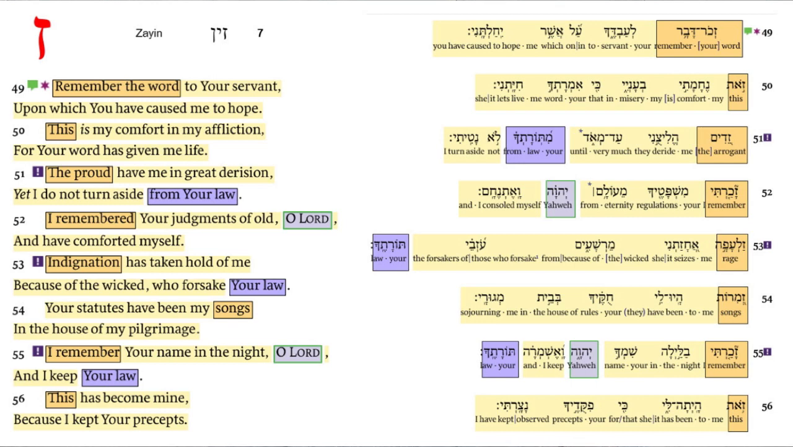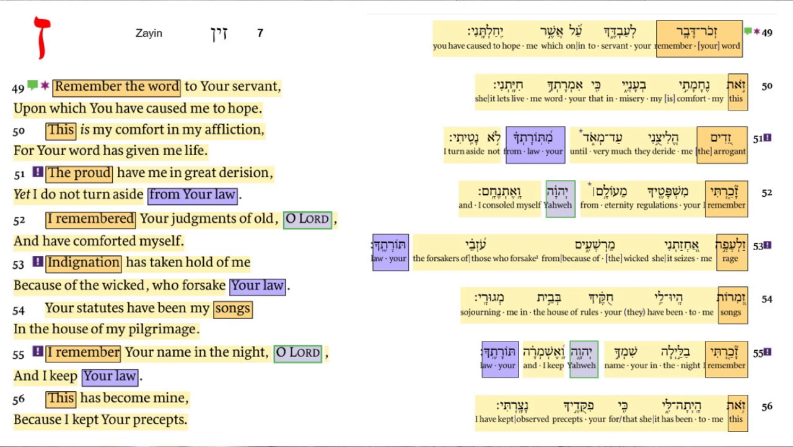He says, I remember your name in the night, O Lord. And that's like at times when it's not convenient, even when he wakes in the middle of the night, or if he's up at that particular time, still at that point, his mind is dominated by the word, because he says, and I keep your law. So even at times that are inopportune, as most people would think, if he's awake, he's considering the things that God has promised, and he dwells upon those things.